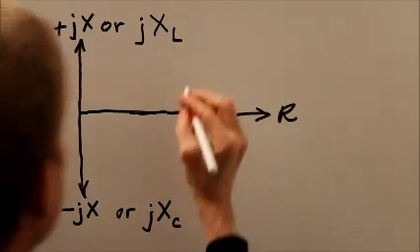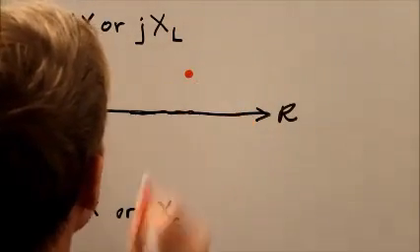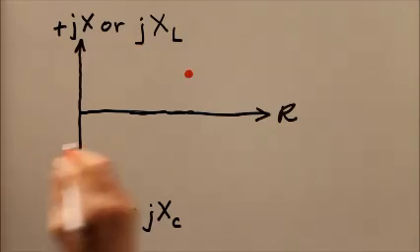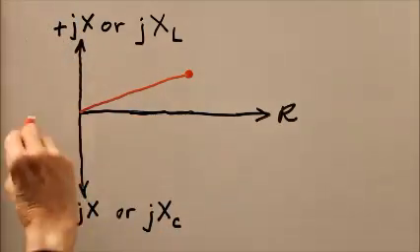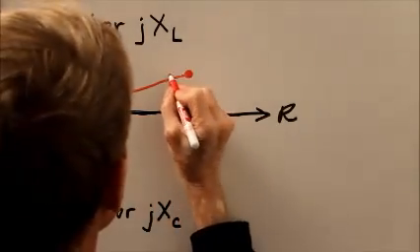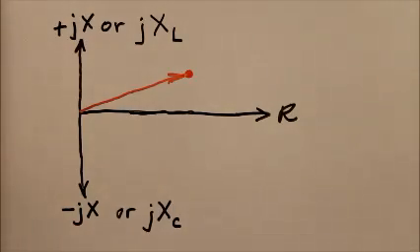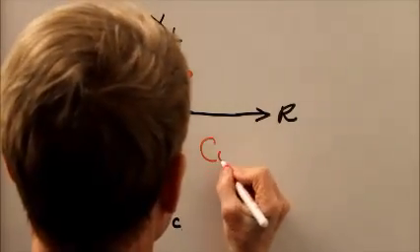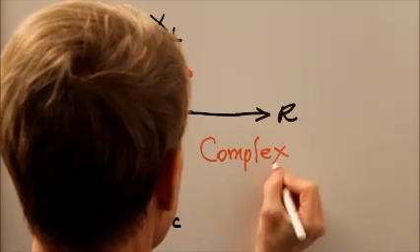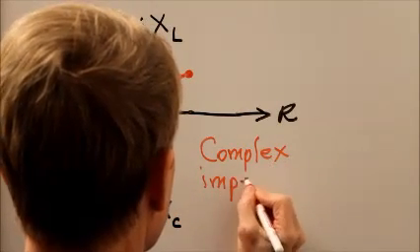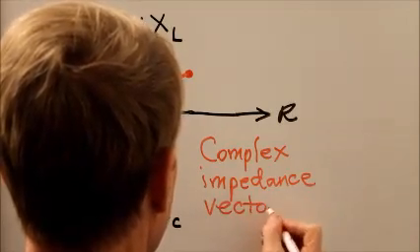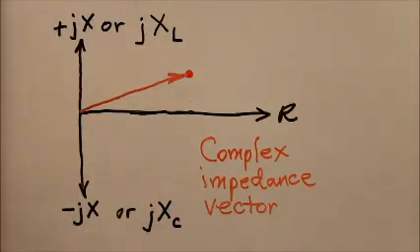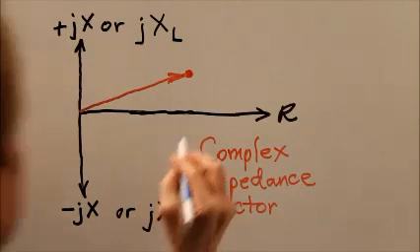Well, we can plot any complex impedance as a point somewhere on this plane. And then a vector just goes out from the origin, which is the intersection of these two axes, to that point. That is a complex impedance vector. Well, the length of this vector represents the absolute value impedance.